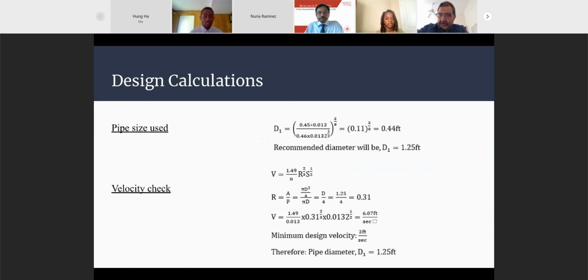After getting all the flows, we size the pipes based on Manning's equation. So we find the pipe's diameter, and finally we check the velocity, whether it meets our design velocity requirement. If it doesn't meet the requirement, we go back and check. We should adjust the slope.